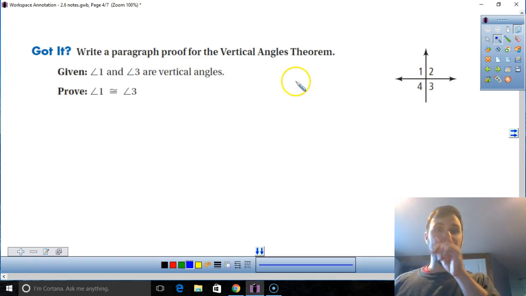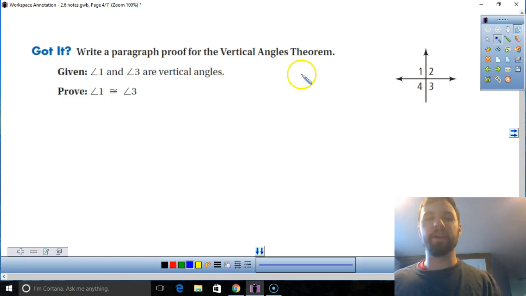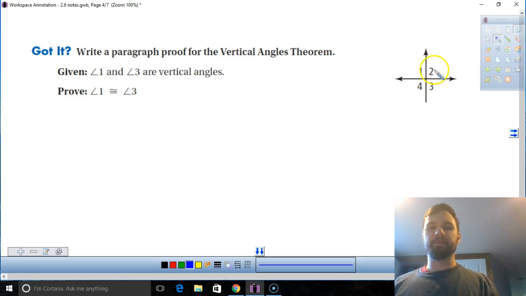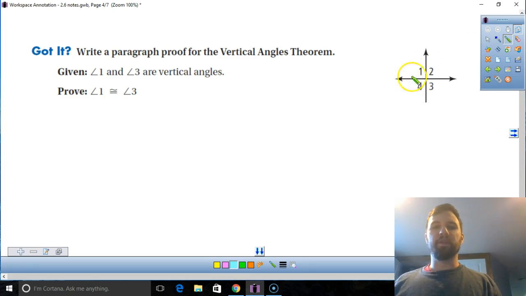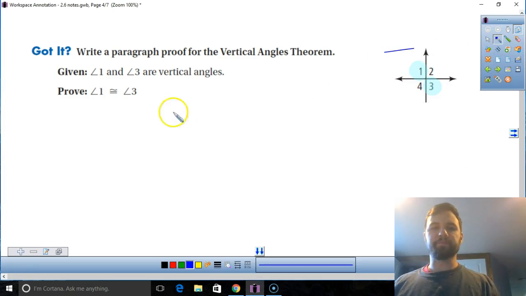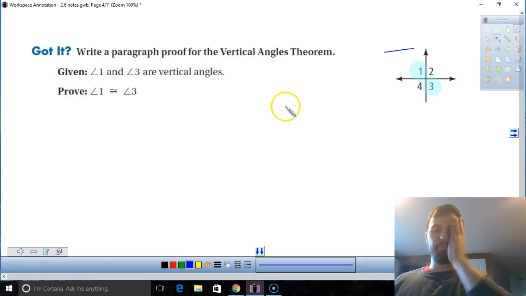Write a paragraph proof with the vertical angles theorem. Ay, caramba. And we're proving that vertical angles are congruent. Let's do this thing. So given 1 and 3 are vertical angles, prove that they are congruent. And we can't use vertical angle theorem. Oh man. Watch this.